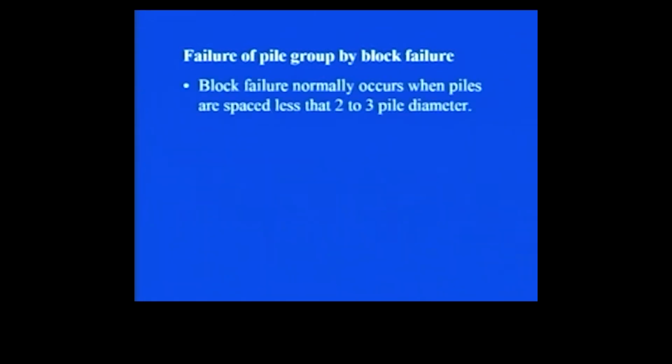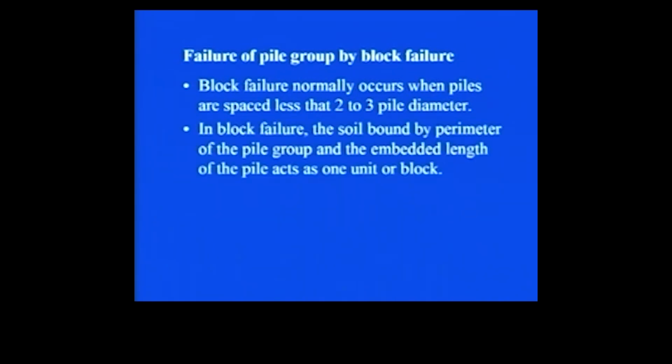First, let us see the failure of a pile group by block failure. This block failure normally occurs when piles are spaced less than 2 to 3 times the pile diameter. When the spacing is less, obviously the overlapping of the distribution of the load over the length of the pile shaft will be more, and so it is likely to fail as a block when the spacing is less than 2 to 3 times the pile diameter.